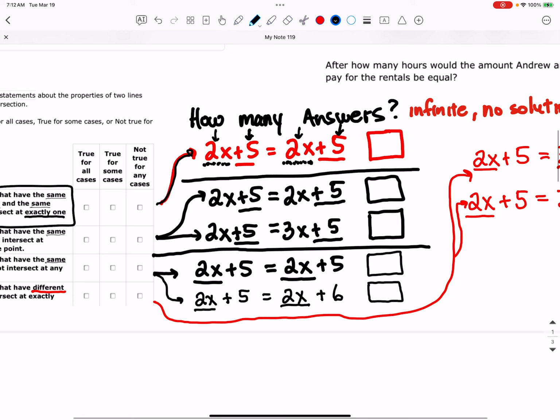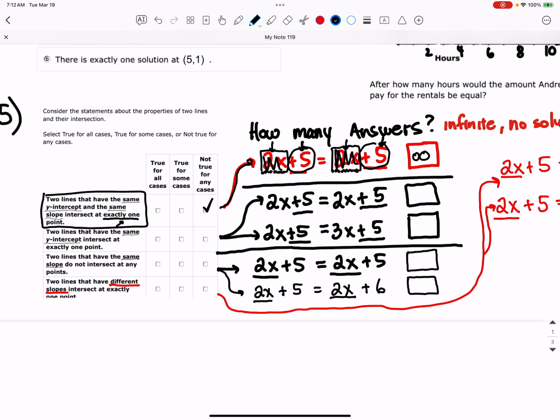But that's not right. We know that if you have 2x and 2x, those guys are going to get rid of each other, and plus 5 equals plus 5. No, there's not 1 answer. There's infinity solutions. So no, they're not going to have 1 answer. They're going to have infinity solutions. So that's not true. Never is it going to be 1. It's always going to be infinity.